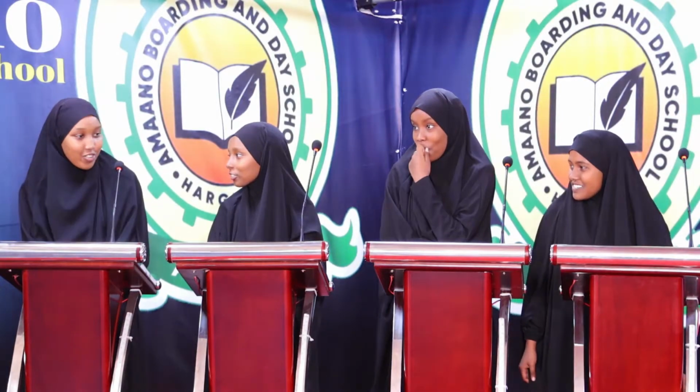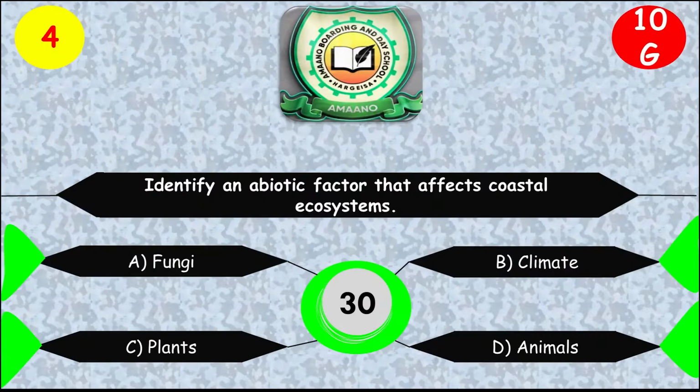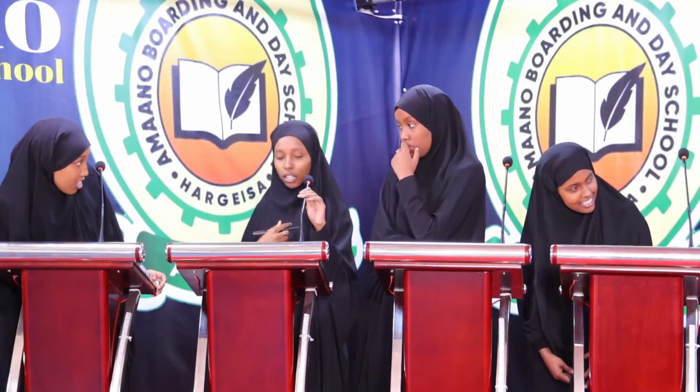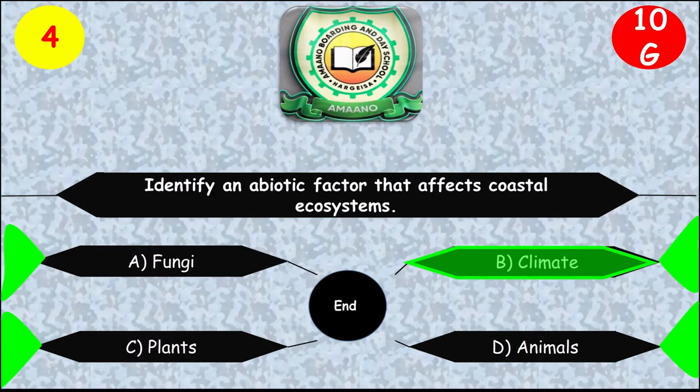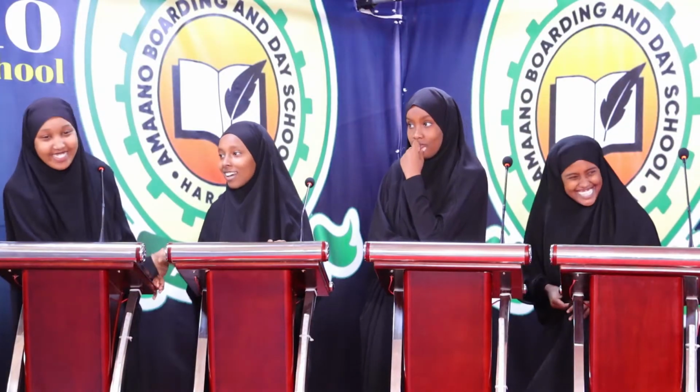Number 4. This is a biology question. Identify an abiotic factor that affects a coastal ecosystem. Fungi, climate, plants and animals. Climate. Yes, that's correct. 5 marks to the girls.